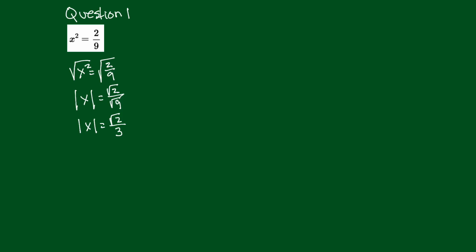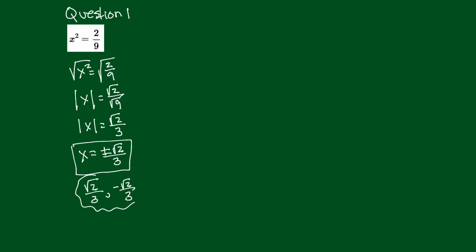And now, when I remove the absolute value, now I get plus or minus. So I'm just going to write this as plus or minus square root of 2 over 3. Now, keep in mind what this means is that you get square root of 2 over 3, and you get negative square root of 2 over 3. Just kind of a condensed notation.